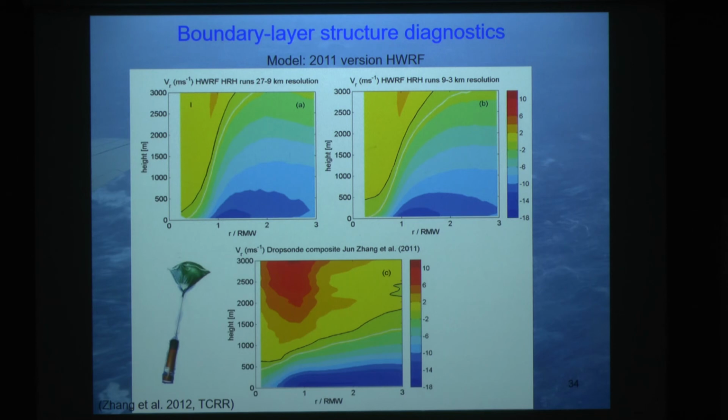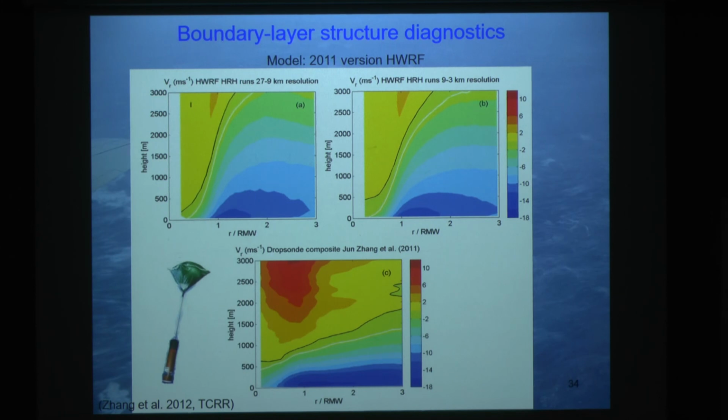But you look at the structure compared to observations. Look at this white line. This is the inflow layer depth. You see, back then in the HWRF model, the forecasted inflow layer in the eyewall region is as high as about 3 kilometers, but in the observations, it is on the order of 1 kilometer. Also, the model forecasted inflow is too weak compared to observations. So basically, we found this deficiency: the model couldn't reproduce this shallow inflow layer.